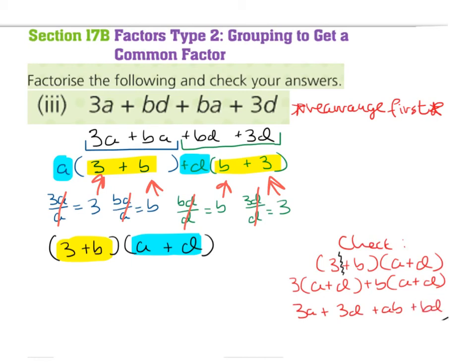So let's go back and have a look at our question. So we had 3a, there's the 3a. Then we had bd, and there's the plus bd. Then we had ba, there's the plus ab, which is the same thing as plus ba. And then we had 3d, which we have there. So although they are in a slightly different order, we did get back to the start. So therefore, our answer of 3 plus b multiplied by a plus d is correct.